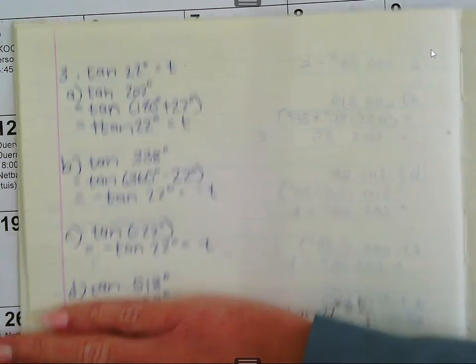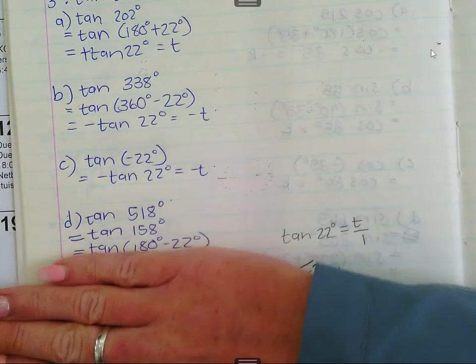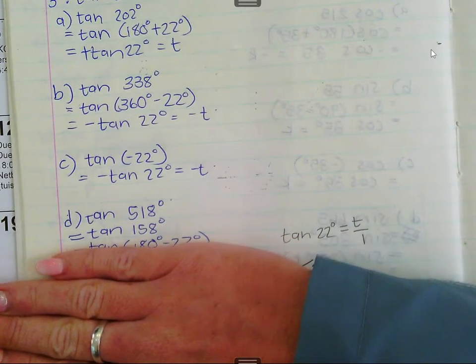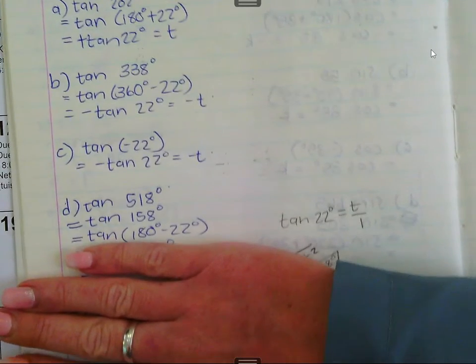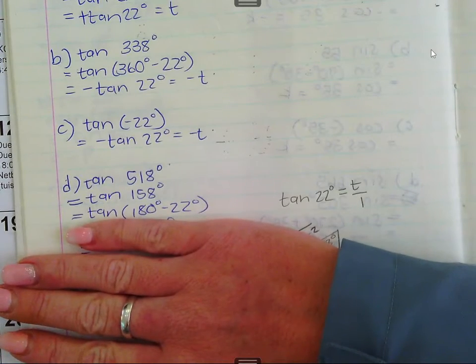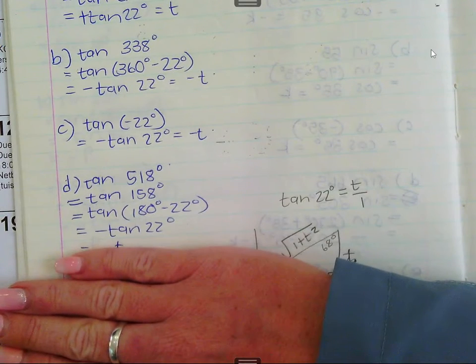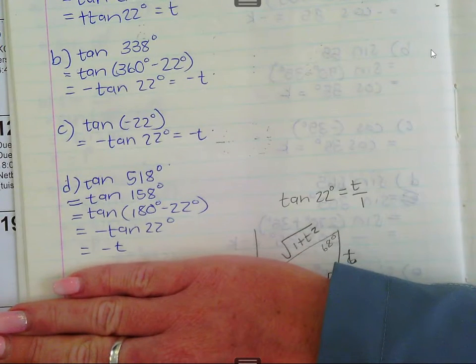Tan of 518, so I subtract 360, I get 158. Then it's tan 180 minus 22, that puts me in the second quadrant, where tan is negative. It's negative tan 22, and then my answer is negative t.